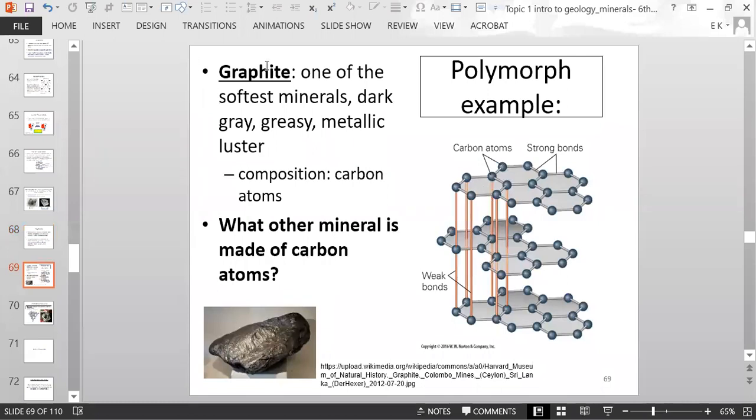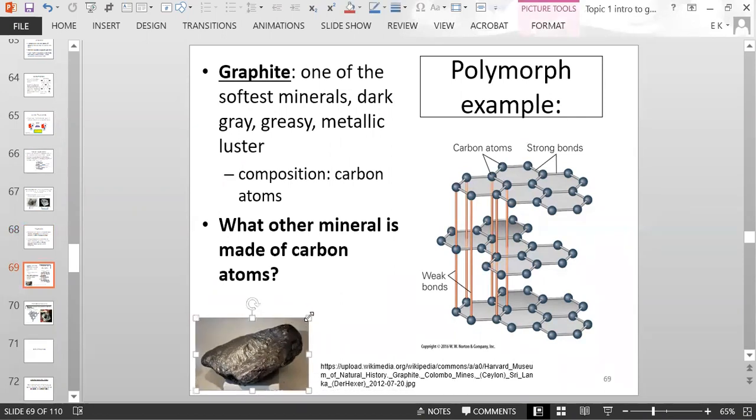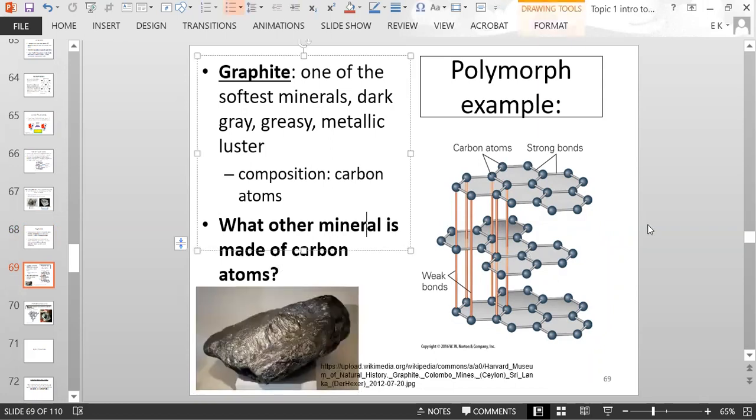So, for example, graphite. If you ever took an art class, you may have used a graphite pencil, a graphite stick that's made of graphite. Graphite is one of the softest minerals on Earth. It's dark gray, it's greasy, and it has a metallic luster. So here's a picture of graphite on the bottom. Graphite is made of carbon atoms. That's the composition of graphite. It's just carbon atoms. And this is how the atoms are arranged. You have strong bonds making these sheets of graphite and then weak bonds holding the sheets together. So that's graphite. And again, keep in mind, it's only made of carbon.